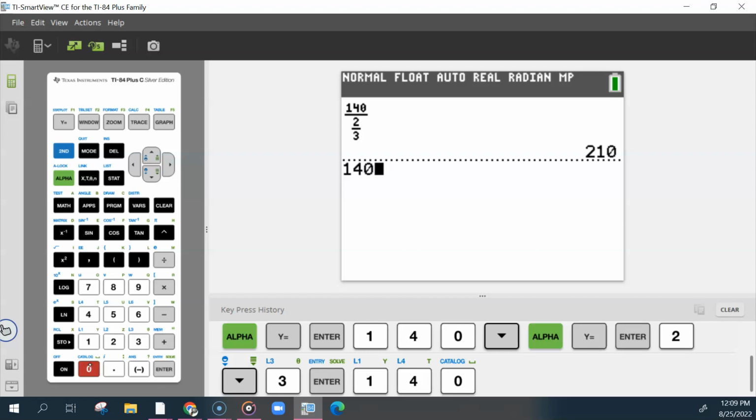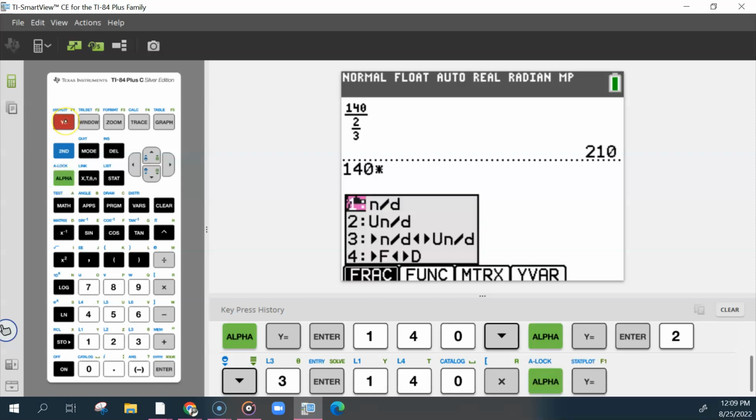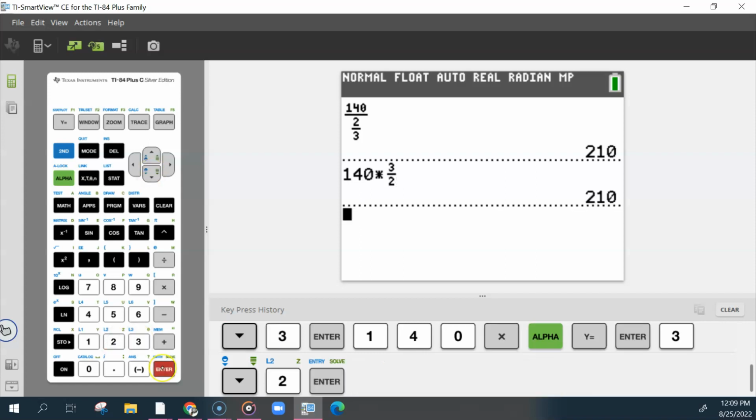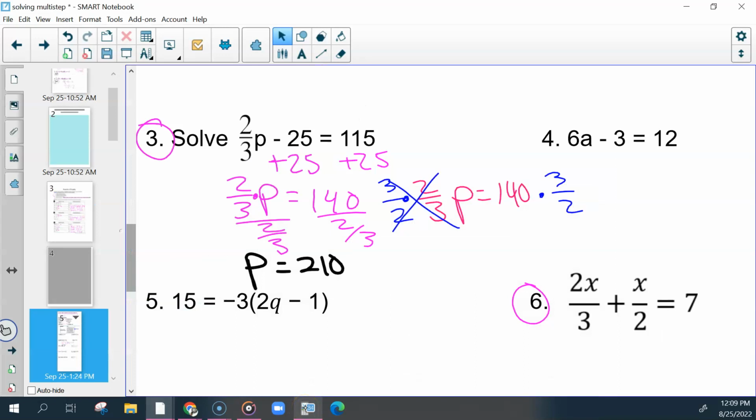So if I put in 140 and I multiply, I need to go back and grab my fraction, alpha y equals. But now it's no longer 2/3, it's 3/2. And it'll give me 2/10. So anytime you're dividing by a fraction, you're really multiplying by the reciprocal. Right? So that would be dealing with the fraction. Questions on that method?